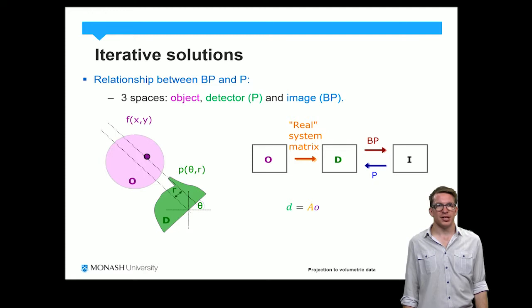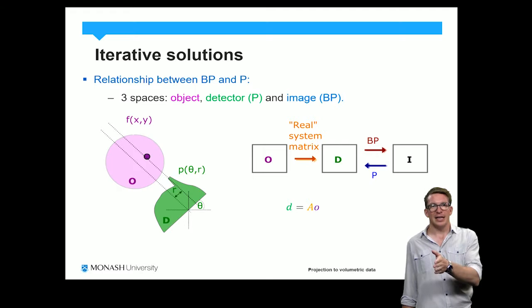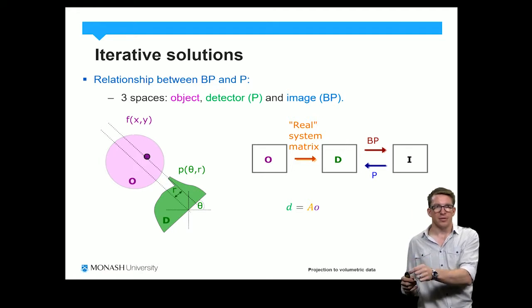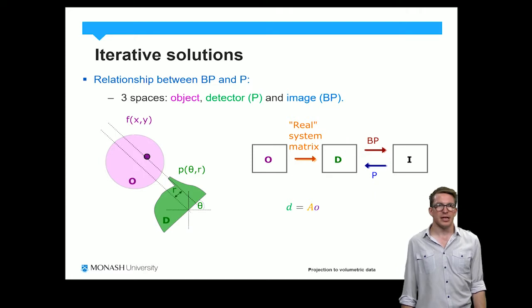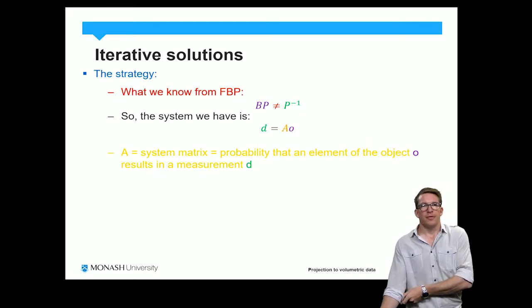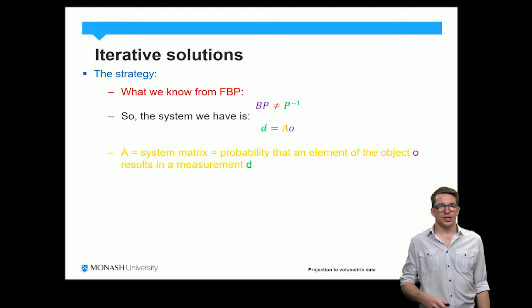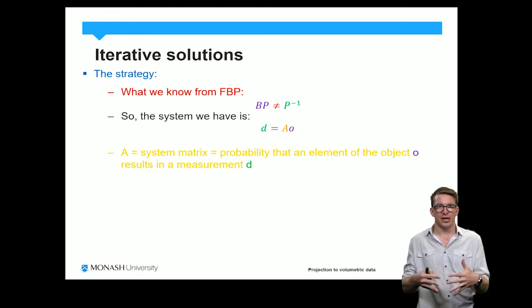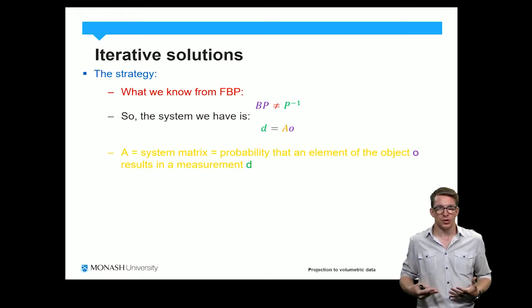So the equation that sums this up is D equals AO. So D you can think of as a big long vector of our measurements, which is basically our sinogram. A is a matrix which describes the properties of our detector system, and O is the vector of pixels in the image effectively that describe the person in the scanner. Now we know from filtered back projection that the projection is not just the inverse of the back projection. So if we take our projection data and we back project it, we end up with something that's blurry and noisy and is not a really great representation of what the human body should look like.